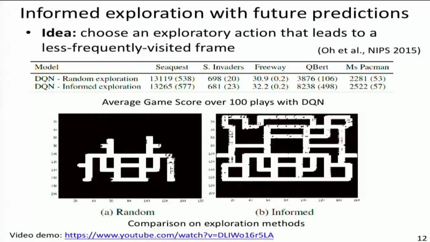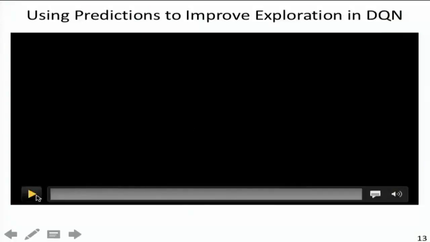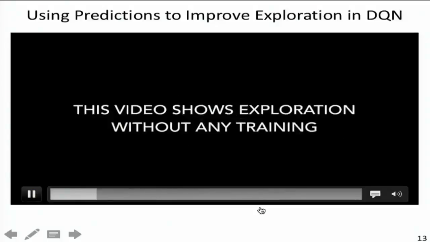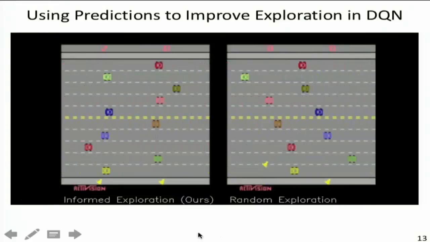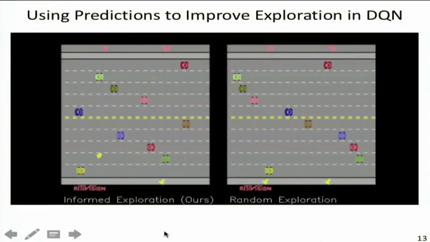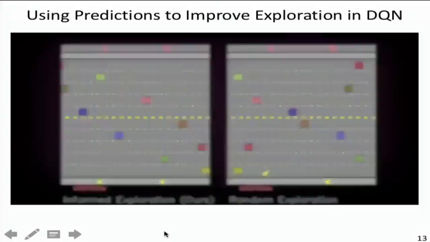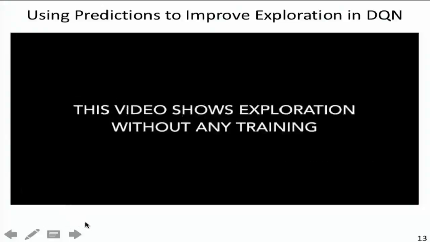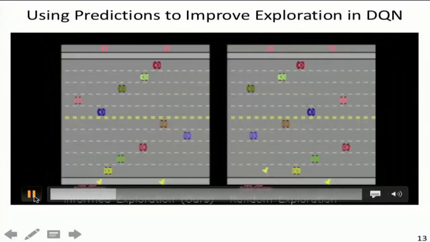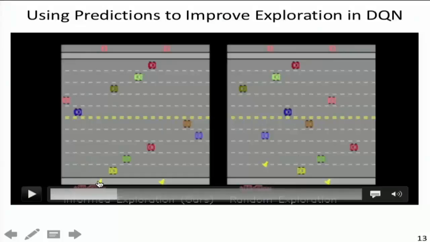And also it turns out that informed exploration is useful for handling very long delayed rewards. So I'm going to show you some video here. Basically here we are comparing two versions of the agent, one with random exploration and the other with informed exploration. So the left one is informed exploration and the right one is random. The high level idea here is that for this game called Freeway, the agent has to start from the bottom. The chicken here has to start from the bottom and reach the top without being hit by the car.